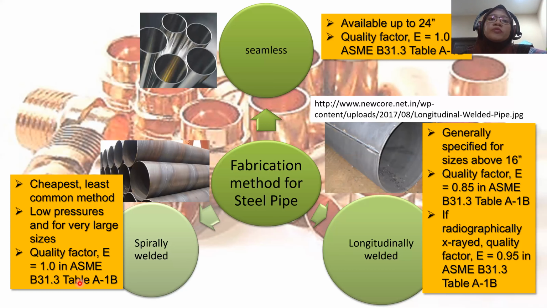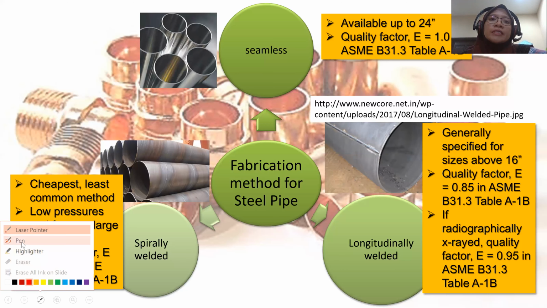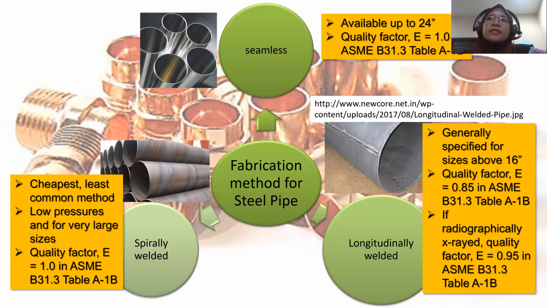For the food and pharmaceutical industry, seamless pipes are the best. Seamless methods are preferred over the welded type because their smooth surface can be cleaned and sanitized effectively.